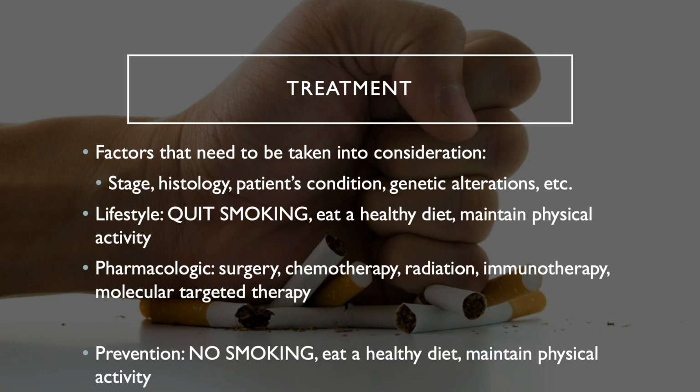So for the treatment of non-small cell lung cancer, and lung cancer in general, the biggest thing that can help with the prognosis of active lung cancer is for them to quit smoking. That is the biggest thing, if they are smokers. Other than that, there are other treatments available such as surgery, chemo, radiation, etc. But there are many factors that go into coming up with a treatment plan, such as the stage of the lung cancer, the histology, the patient's condition, whether they're able to tolerate any of the treatments, any genetic alterations, or anything like that. And for prevention of lung cancer, the biggest thing would be to avoid smoking.